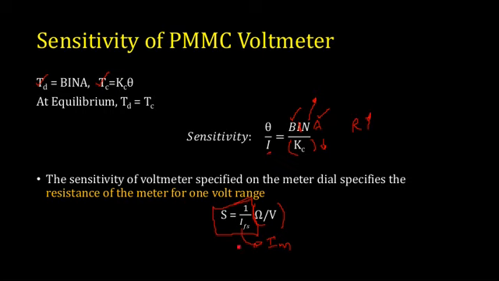Okay, so keeping this particular thing in mind, we'll look at the next case. So remember, sensitivity is defined in terms of ohms per volt. If you take the inverse of sensitivity, you will get the full scale reading current, or the current that is flowing through the instrument, IM.